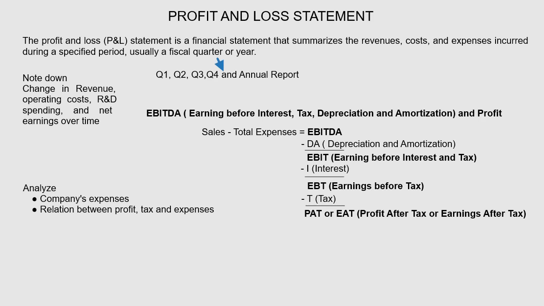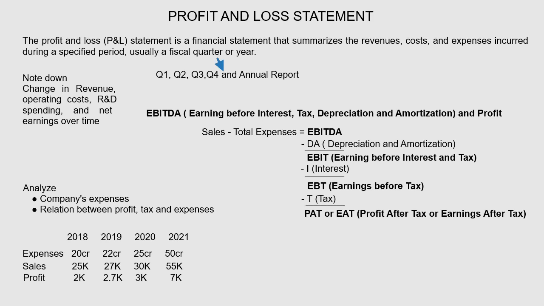One needs to analyze where the company's expenses have increased, and how profit, tax and other expenses are related to each other. For example, if a company's expenses are increasing with time, then one should make sure that sales also increase, because that will eventually increase their profit. Hence, their profit should be checked and compared with the previous 3 to 4 years of data.